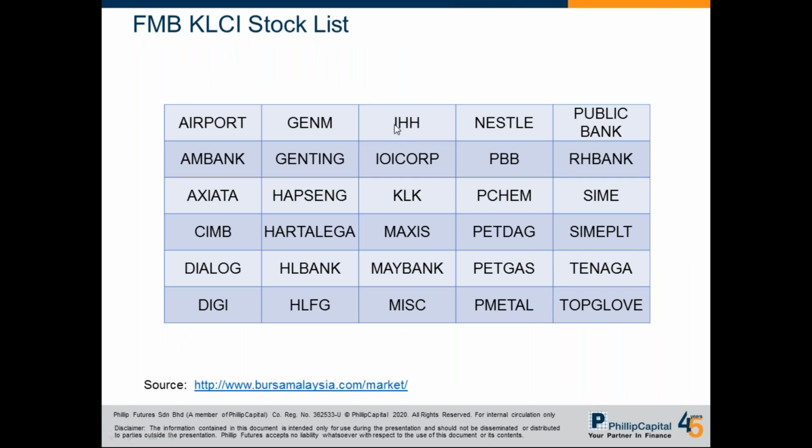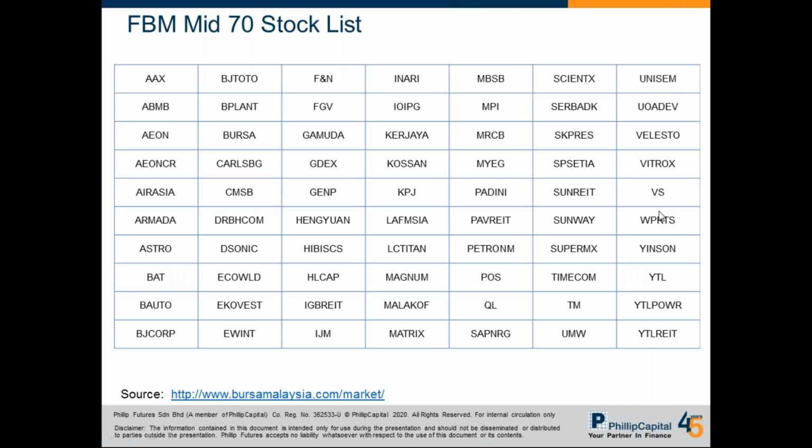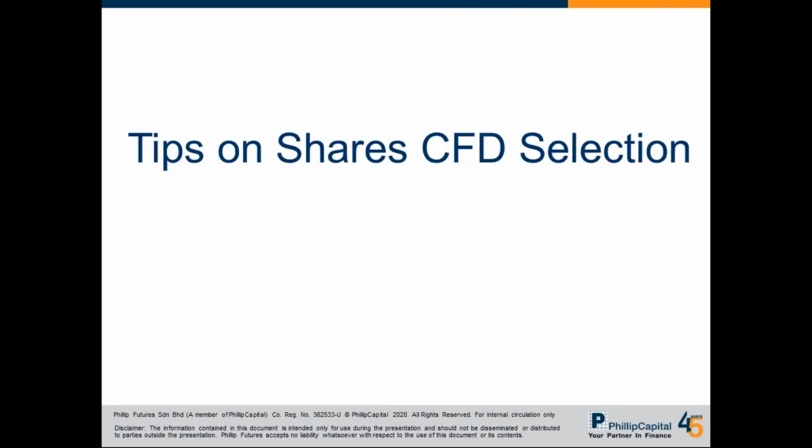Just now I mentioned that the margin required for KLCI or index-linked stocks is 10%. So whatever is listed in this list are the stocks that you can trade with a 10% margin. And whatever is listed over here is under the FN70 index, so the margin required to trade all these stocks is only 20%. Very good margin.